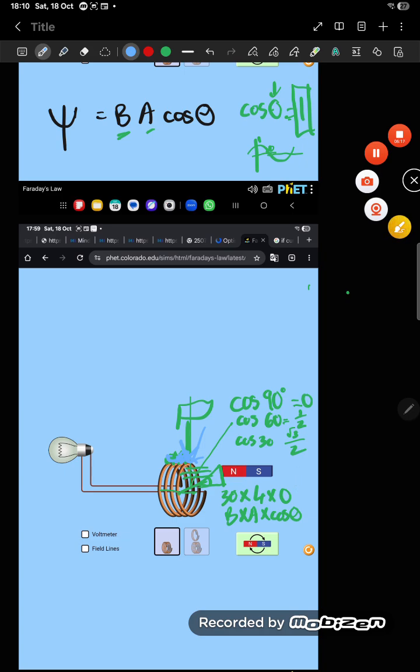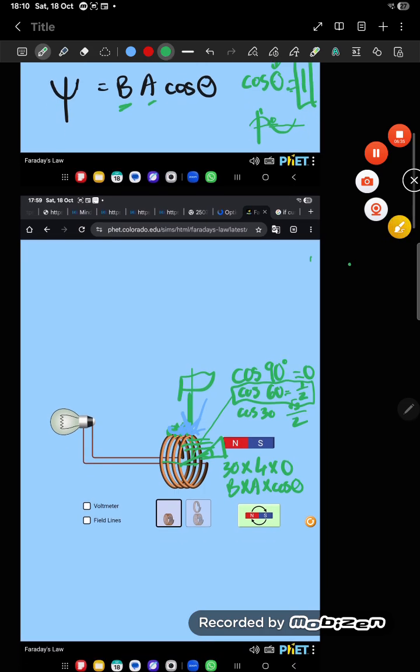If this angle is smaller, the smaller the angle, the greater the magnetic flux. So if I say cos of 60, which is a half, let's see here, this is not quite 60, this is about 30. So this would be about a half. So if I say 30 times 4 is 120 times a half, which is cos of 60, half, which should be 60. Weird numbers.